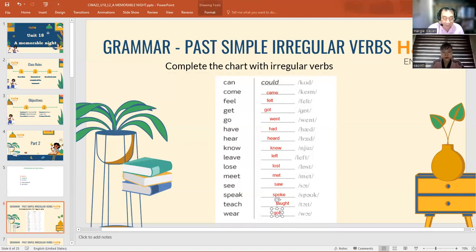Okay, very good. Okay, next, let's try to say them all together with the base form of the verb.